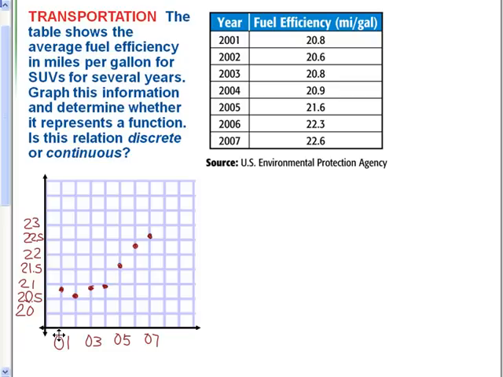Now that we have our graph made, we have to decide whether or not it is a function. Again, we look at our vertical line test. Will this line ever intersect 2 points at the same time? No, so this is considered a function. And is it discrete or continuous? Remember, a discrete graph is made up of points or segments, so this one is a discrete function.